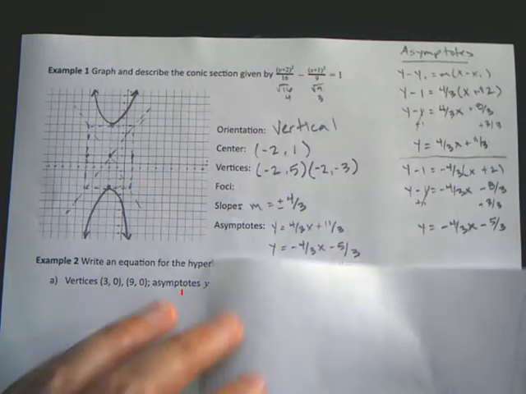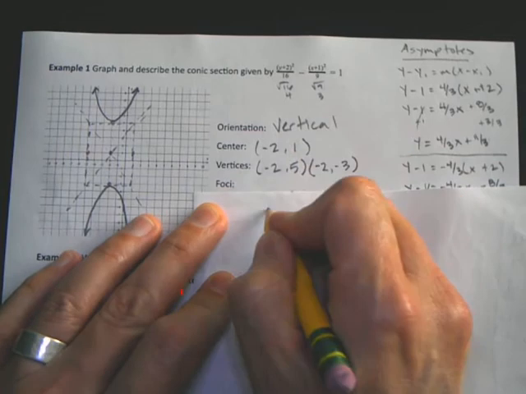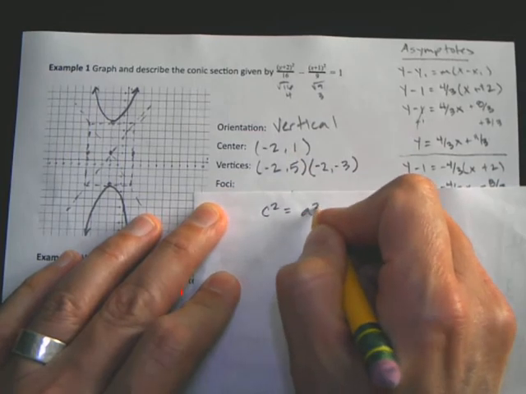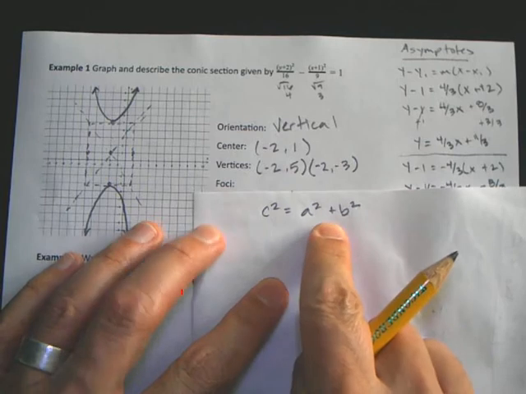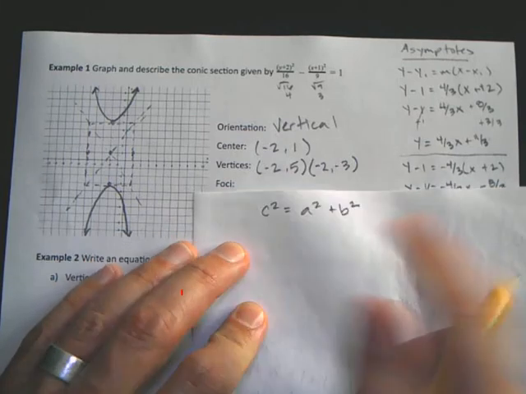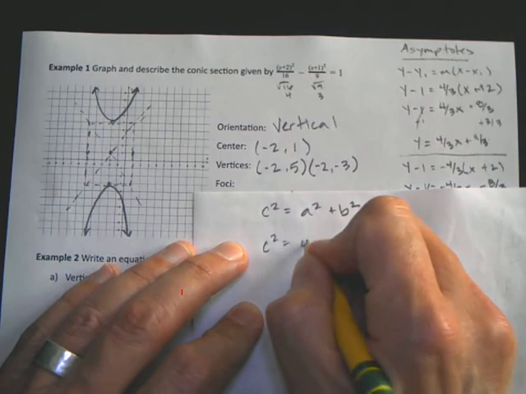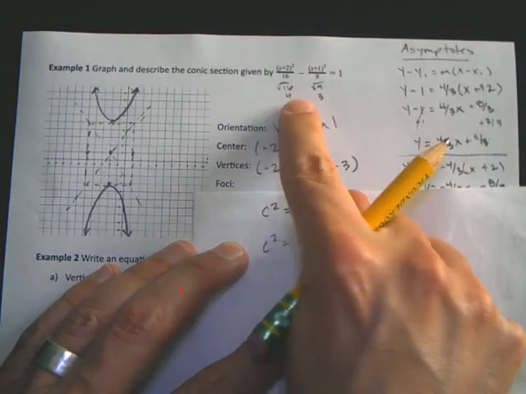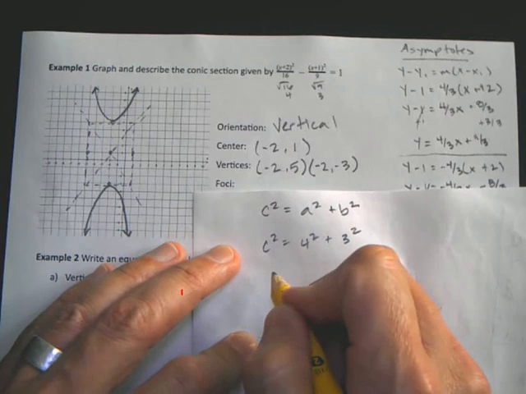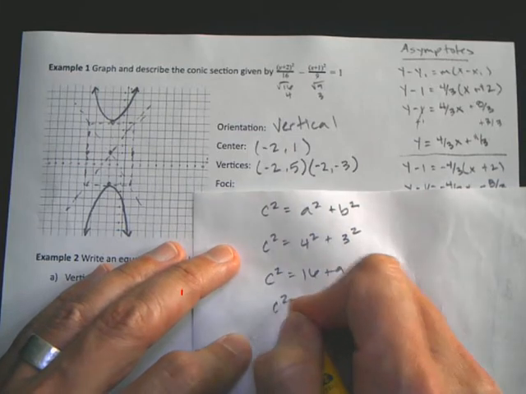Here we go. To find the foci, c squared equals a squared plus b squared. All right. Now, because we have an addition sign, you can mix these up. It doesn't matter. c squared equals 4 squared plus 3 squared. If I put those backwards because I went the other way, it wouldn't matter. I'd get the same exact value. c squared equals 16 plus 9. c squared equals 25. Square root of that is 5.